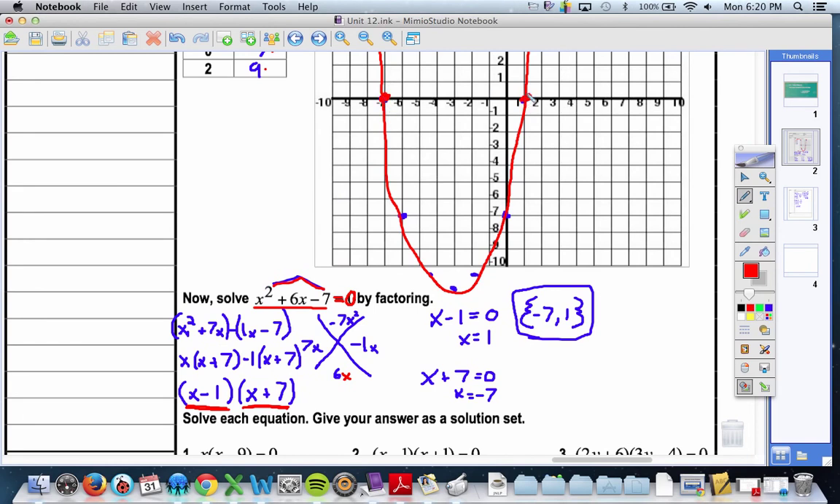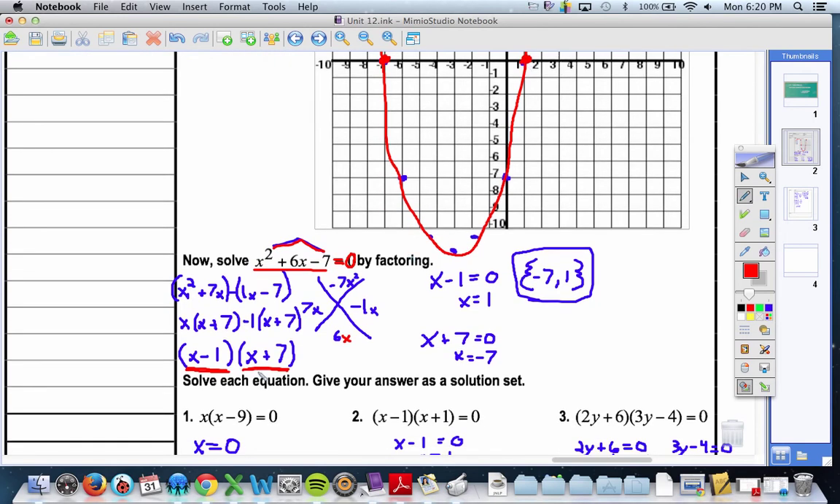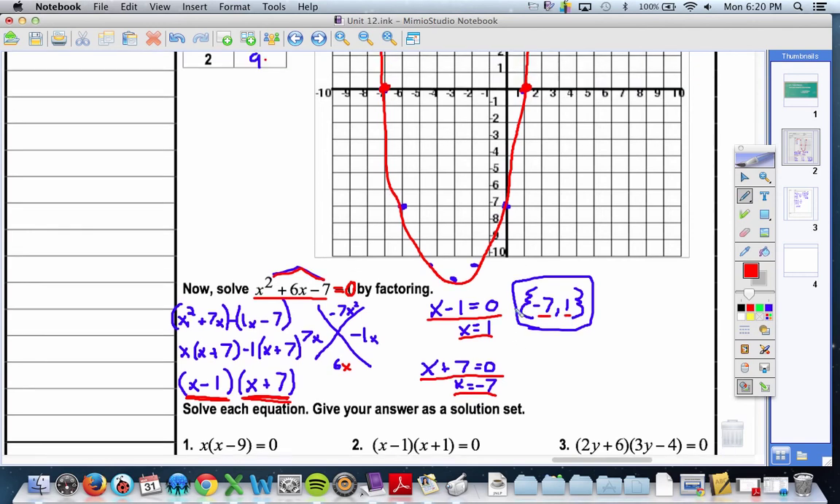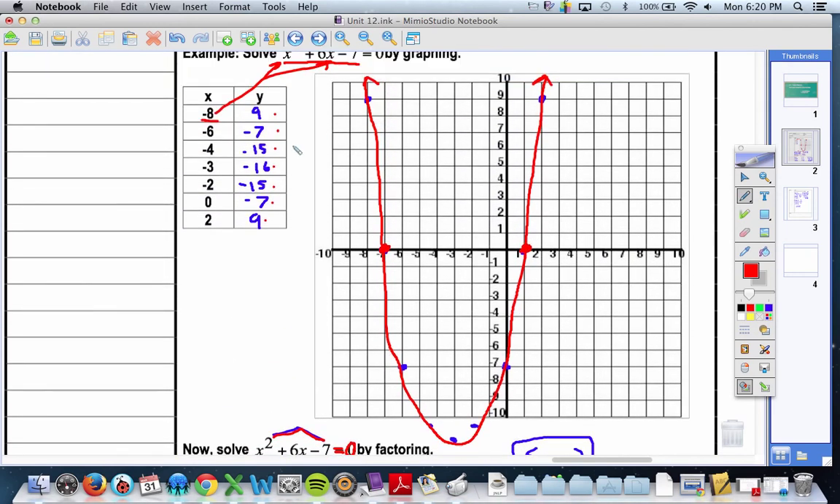X equals those points. So if I set x minus 1 equal to 0, I solve that, I get x equals 1. If I set x plus 7 equal to 0, I get x equals negative 7. So my two solutions here should be at negative 7 and at 1. And if you look at your table on the calculator, and how you graphed it, this should cross the x-axis at negative 7 and at 1.